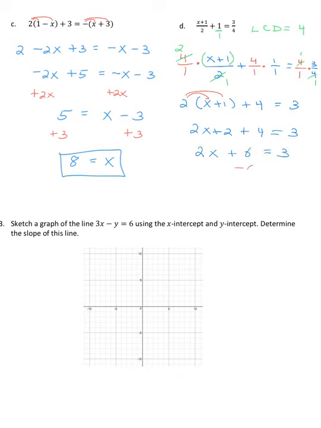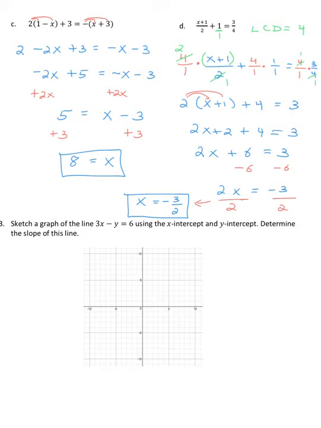I'm going to subtract 6 from both sides, so I get 2x is equal to negative 3. And after dividing both sides by 2, I'll put my answer over here. I get that x is equal to negative 3 halves.